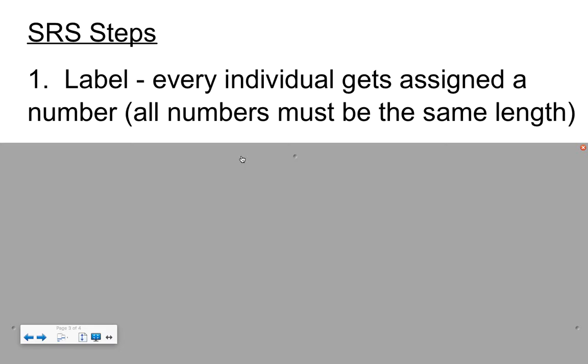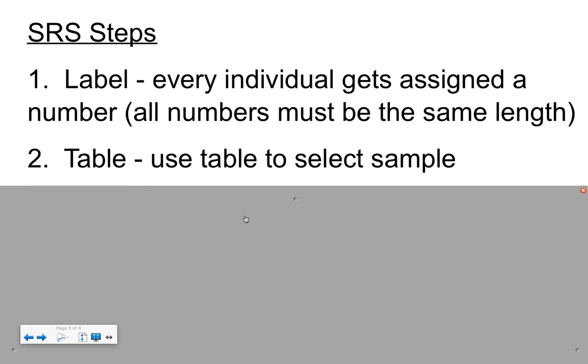When they say that all numbers must be the same length, though, if somebody's number 1 and somebody else is number 25, 1 is only 1 digit long, 25 is 2 digits long. So everybody has to have a 2-digit number. Instead of making that first person 1, I'll make the first person 01. So the second person would be 02, then 03, and so on. So everybody has 2 digits. If my sample had more than 100 people, I would start with 001 to get 3 digits for that first person.